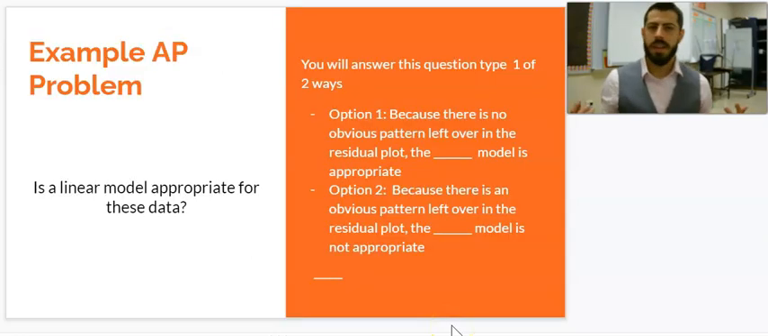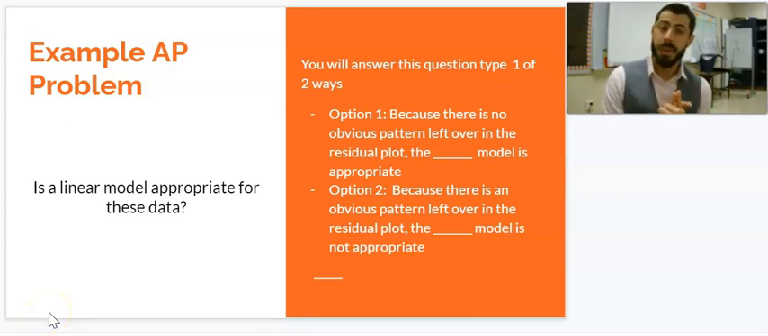Here's why that's important. An example AP problem would ask, is a linear model appropriate for this data? A lot of times on regression problems, they'll throw this in there. Is this model appropriate? You can answer this one of two ways. Option one, if there's no obvious pattern left over in the residual plot, then the linear model is appropriate, or whatever model that you pick. If this is a linear model, then yes. Try an exponential regression, then you can put option two: because there is an obvious pattern, the linear model is not appropriate. Those are the only two ways you need to try to answer that question. Either there's no pattern, so it is, or there is a pattern, so it's not. That's it. 3 points on the AP test right there.